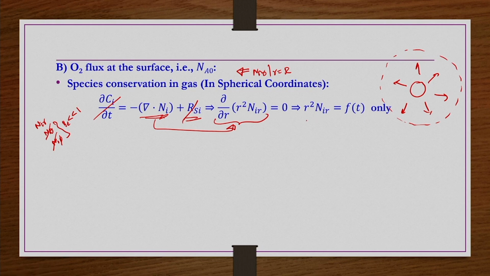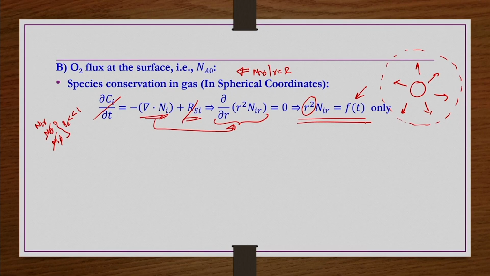Now, r square NiR is equal to some constant with respect to r, but that constant is a function of time. This constant is constant with respect to r because we are integrating with respect to r, but it is a function of time only. That is how we bring in the effect of time in the quasi-steady analysis. What this f of t is, we are going to find out in the subsequent steps.